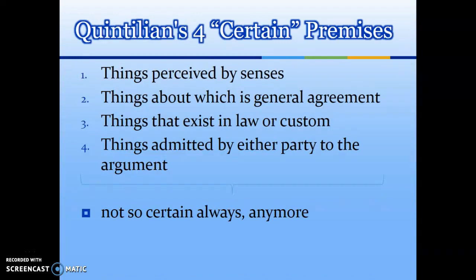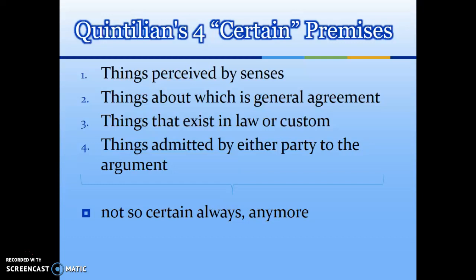Right? So there are four certain premises from Quintilian, and they're not so certain anymore, but they still have a fair amount of helpful truth to them, that he said that there's such a high degree of probability that we can basically always call them certain. Things perceived by senses, we all see them, hear them, we can know them through our senses. Obviously there are variations today with different situations, of course, but in the classical world, this was held mostly true. Right? Things which have general agreement, we all generally agree that this is true. Like there's no reason to disagree, so that is a certain thing.